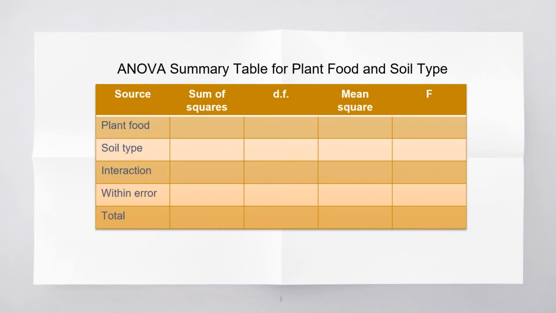The results of a two-way ANOVA are summarized in a two-way table. The table shown is the ANOVA summary table for plant food and soil type. We can see in the table the column for the source, and the sources indicated are plant food, soil type, interaction, within error, and the total. Other columns are for the sum of squares, degrees of freedom, mean square, and F-test.